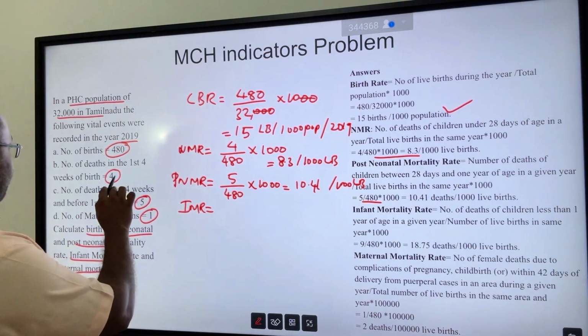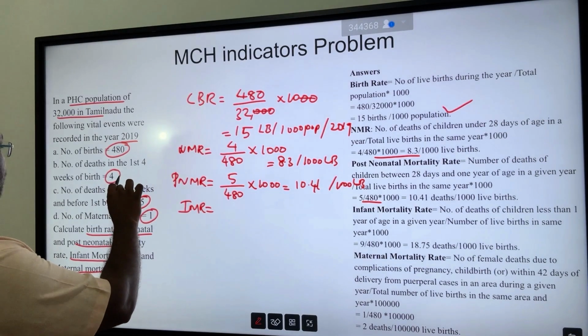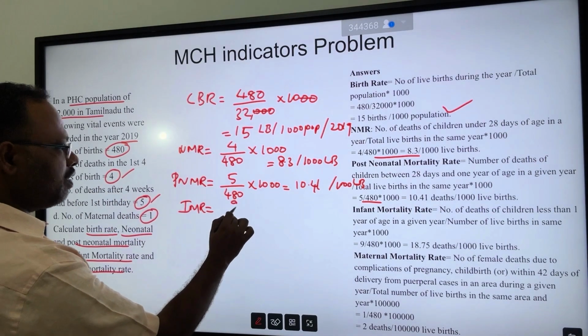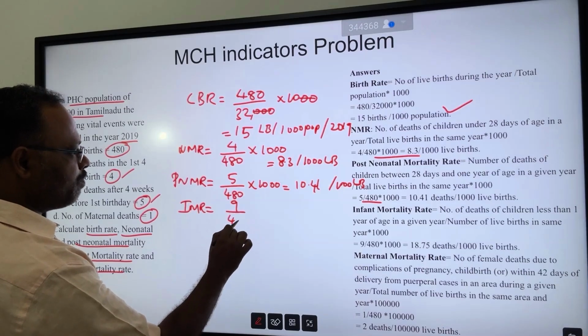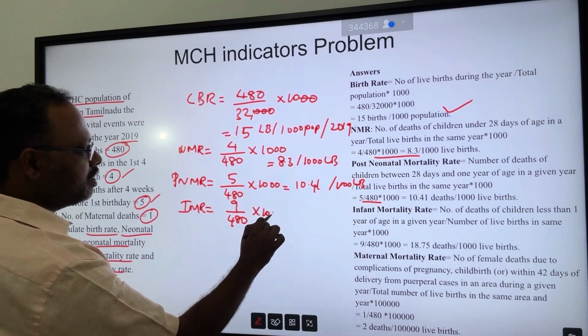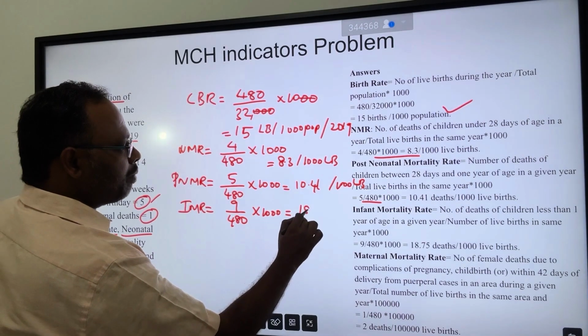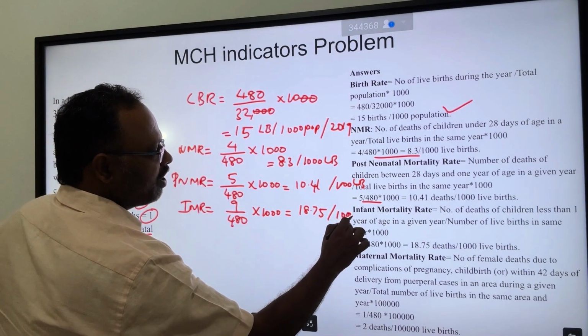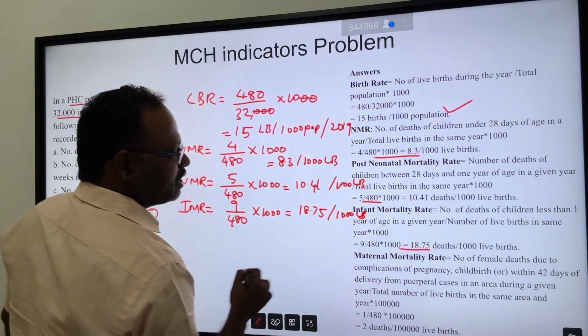Then the IMR, that is the infant mortality rate. So you need to add up the total infant deaths. The first 4 is 4, then 5. So you add and get 9, divided by 480 into 1000, which will yield 18.75 infant deaths per 1000 live births. So you write like this, it is given here.